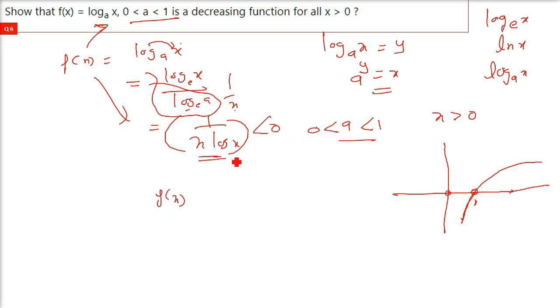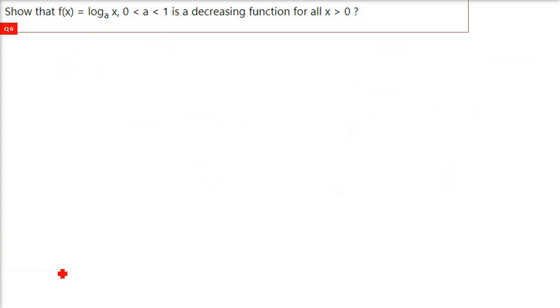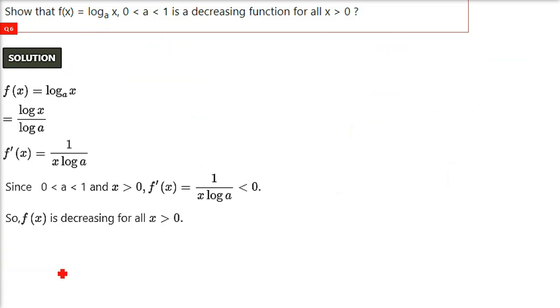For any x greater than 0, with a between 0 and 1, f dash x will always be decreasing, because you know that a is between 0 and 1. If a is greater than 1, then it will be increasing. So whatever I have told you, you have to explain it like this. It has no more explanation. The explanation which I gave is enough, but you have to write it. It is not written here, but the explanation has to be written, because it is simply 1 by x log a, which will always be less than 0.